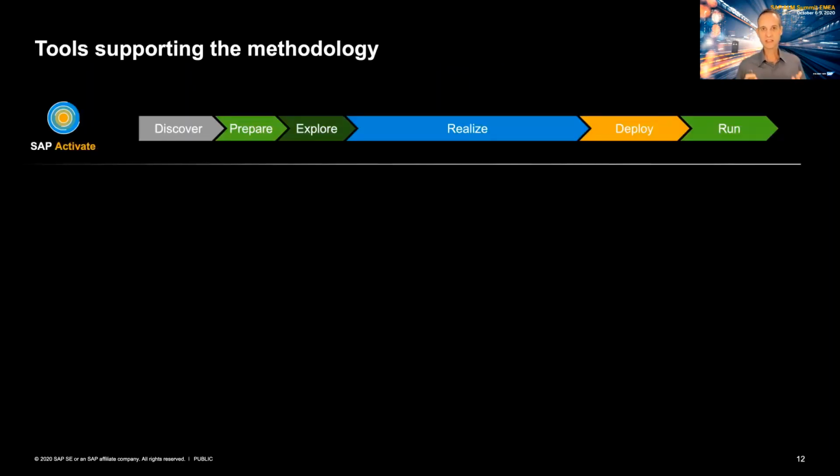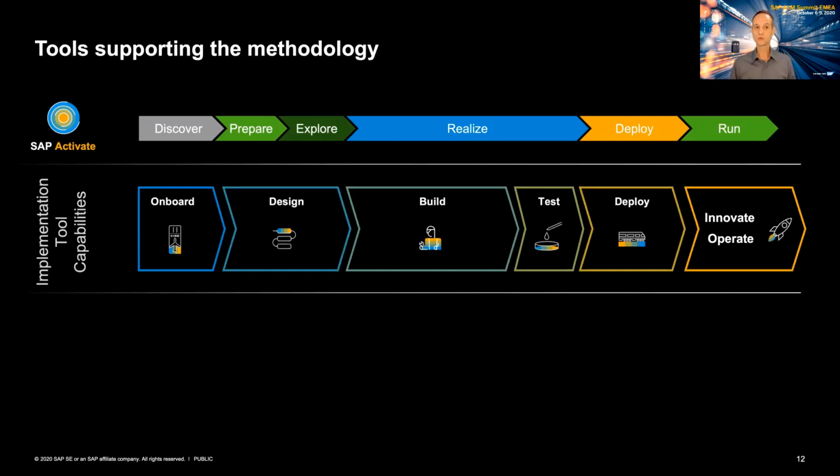I explained the guiding principle, the guiding structure of the white paper are the activate phases. So these phases start with discovery, prepare, explore, realize, deploy, and run. And of course, the majority of the work is done in the realize phase, because that's where you actually build your solution. And we said, okay, let's break it down one level.